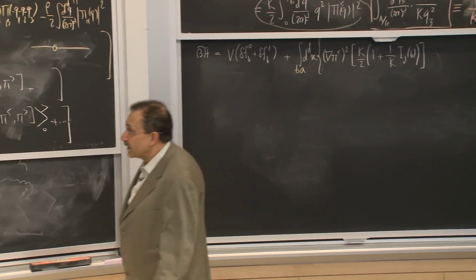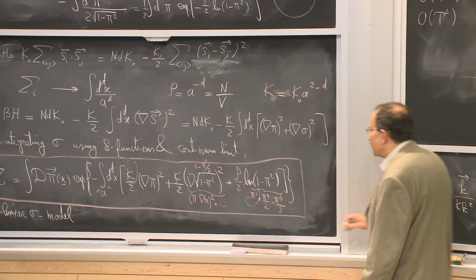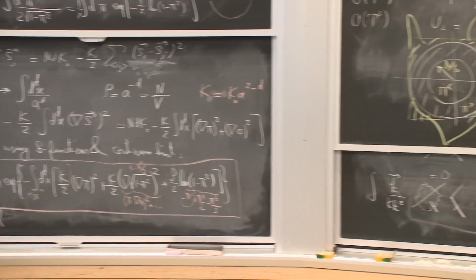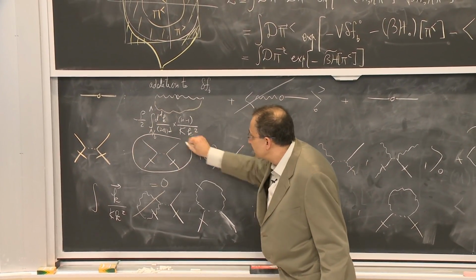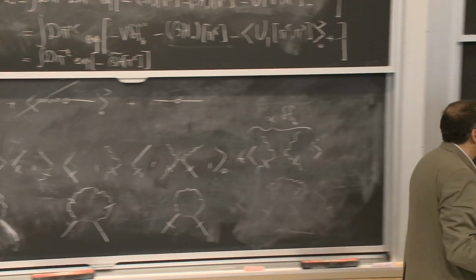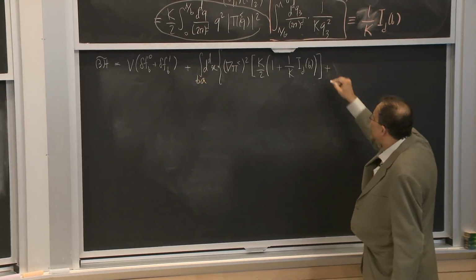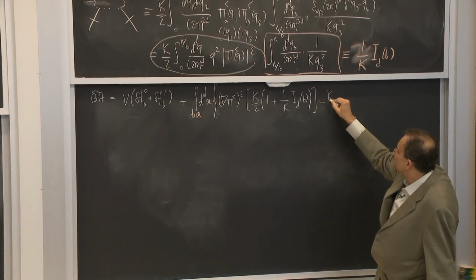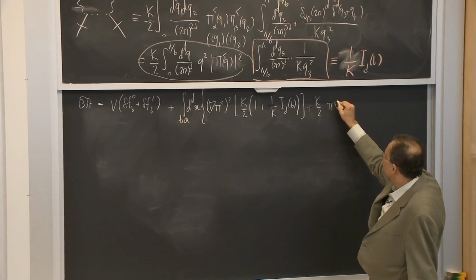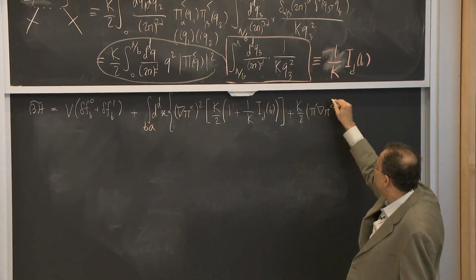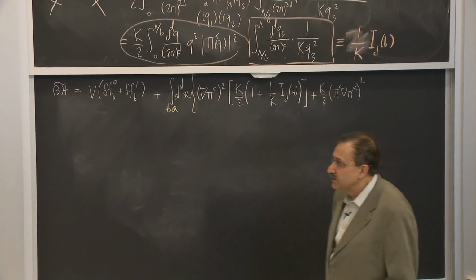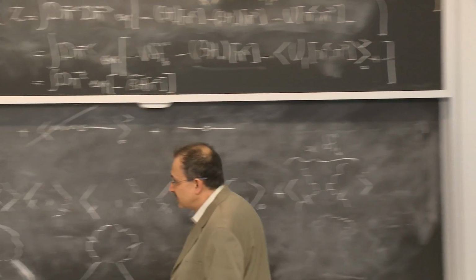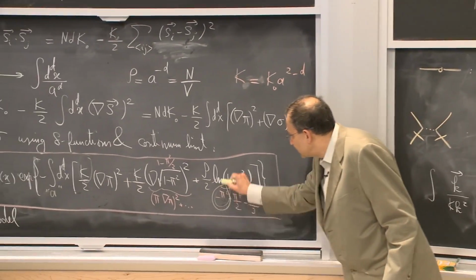The next term that I have is this term by itself, now calculated with the pi lessers only, so this object. So I will write it as k over 2 pi gradient of pi squared. There is no correction. Final term that I have is this term.